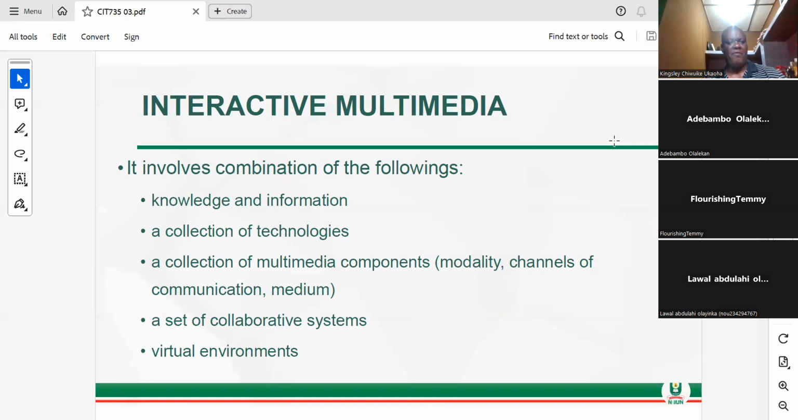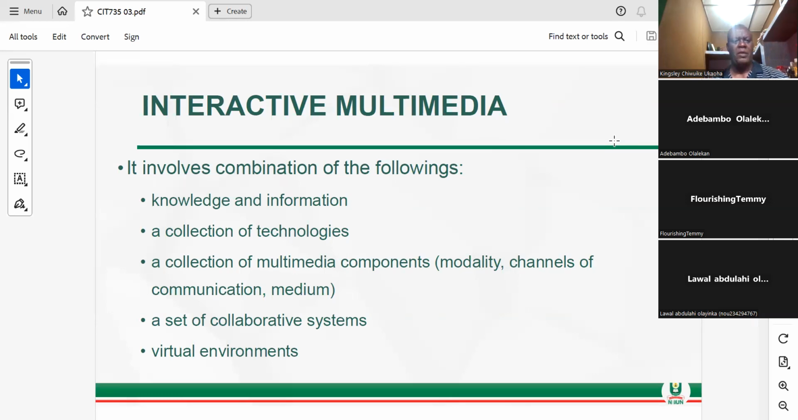Interactive multimedia involves a combination of the following: knowledge and information. That is, whatever concept you have to present must be a concept that contains knowledge and will be able to inform people. A collection of technologies are there that will help do the presentation. Then a collection of multimedia components, channels of communication or media, a set of collaborative systems, and virtual environments. They are all brought together.